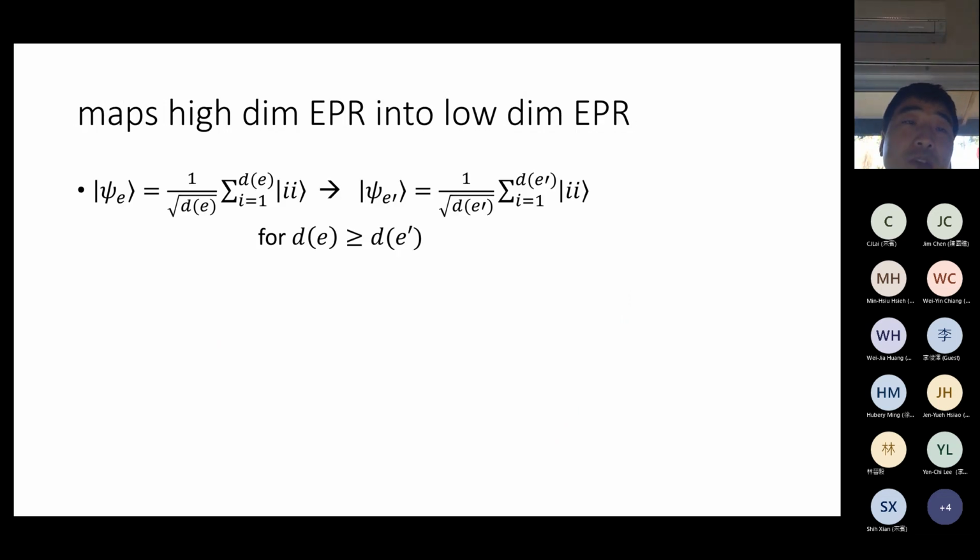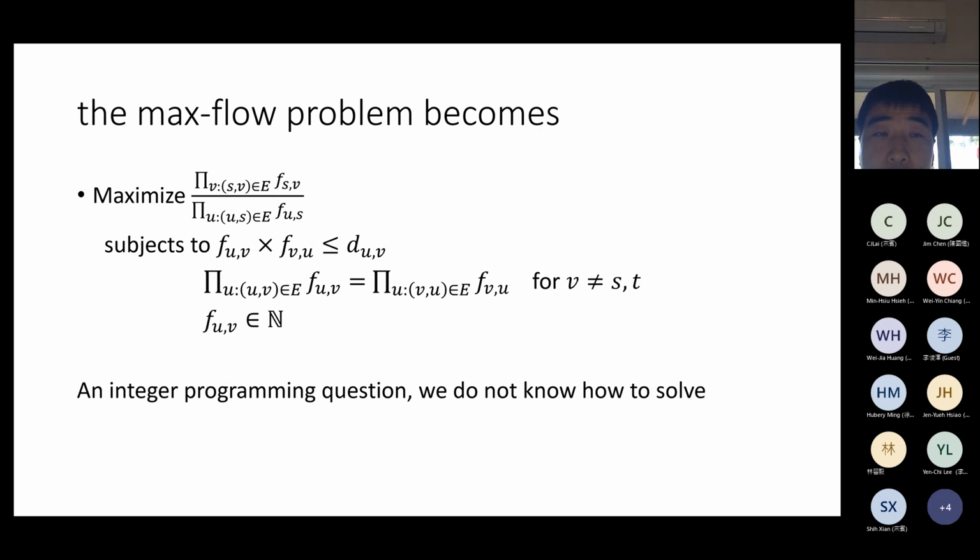Another observation is that we can always map a high dimension EPR into a low dimension EPR by local operation. So it says if DE is greater than DE prime, then we can perform a measurement on one vertex in this edge to map psi E to psi E prime. So we use these two.